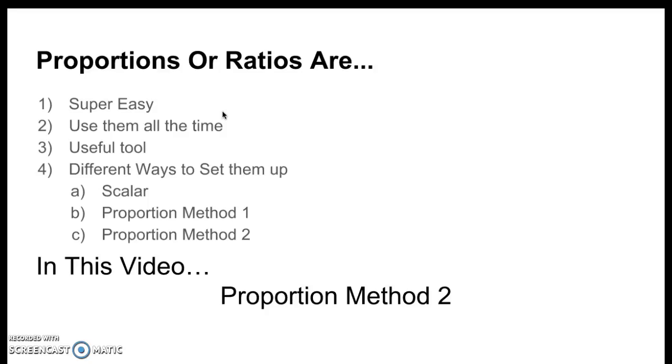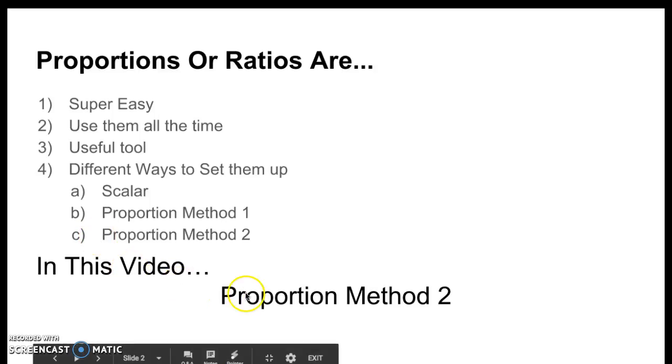Now it's important to know that there are different ways to set them up. In this video, we're going to look at three methods. The first is scalar. The scalar method is super conceptual, and it's something that we oftentimes use when we're doing mental math. And then the last two, proportion methods 1 and 2. Both of these methods involve setting up fractions, setting two fractions equal to one another and solving using cross multiplication. In the end, though, we are going to focus on proportion method 2.